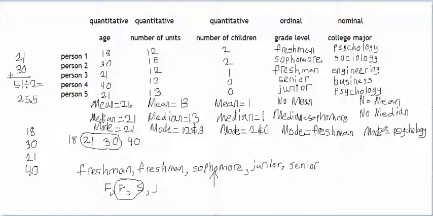Sometimes a set of data will have no mode. But if the ages were 18, 30, 21, 40, and 22, now each value only shows up one time. No number repeats itself. In this case, there's no mode, because no number shows up more than any other number.